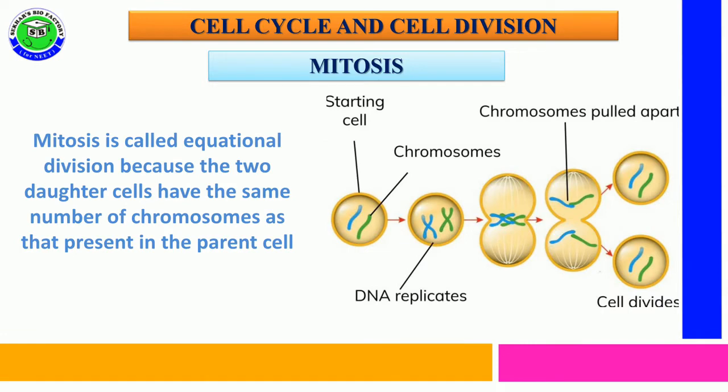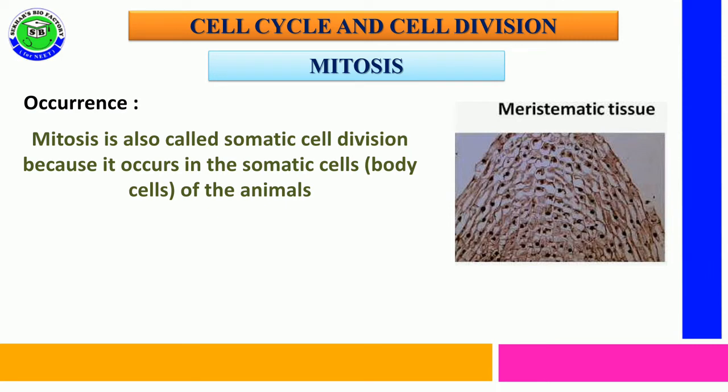Mitosis division is also called equational cell division because when we compare the chromosome number in the parental cell and the daughter cells, both consist of the same number of chromosomes without any change. That's why mitosis division is also called equational cell division. This mitosis division is frequently observed in somatic cells. That's why it is also called somatic cell division.